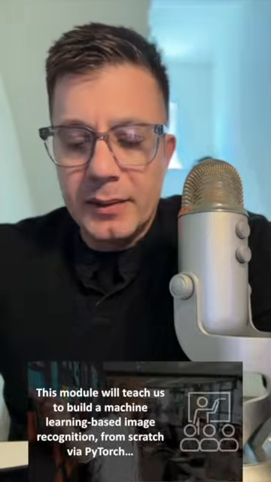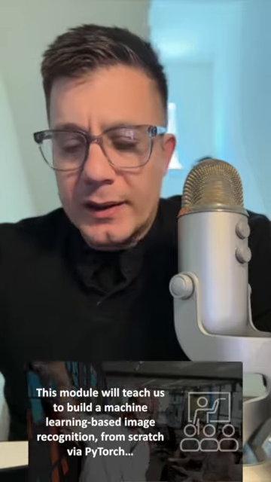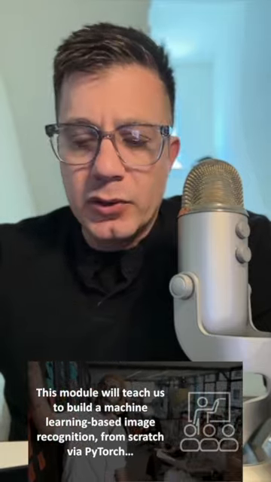Welcome to Module 7b from our series on artificial intelligence. The topic of this module is more advanced PyTorch for image recognition. It will teach us to build a machine learning based image recognition algorithm from scratch via PyTorch.